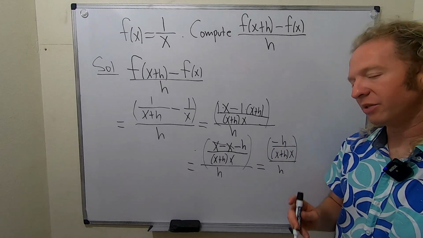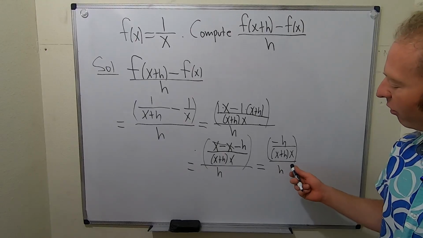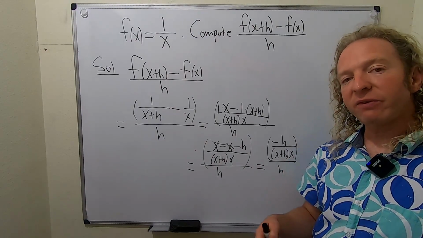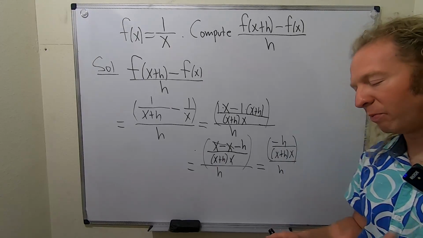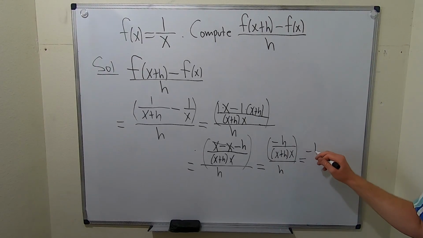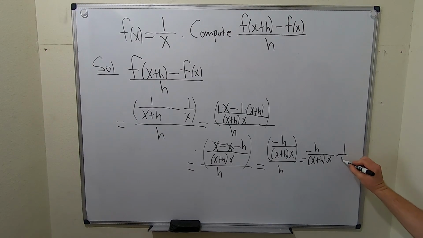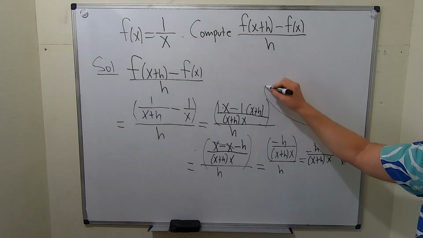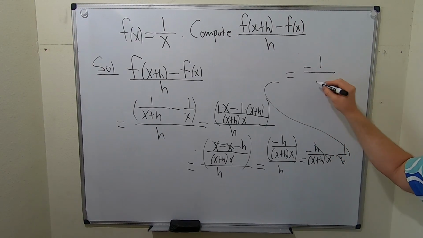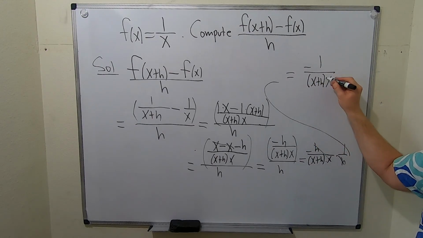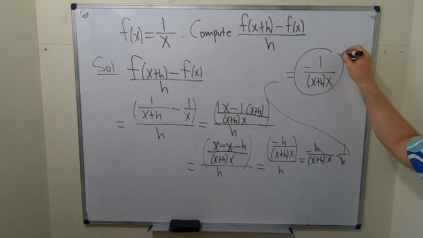When you get to this point, just think reciprocal. Whenever we divide by h, we're going to multiply by the reciprocal of h. You can think of h as h over 1, so its reciprocal will be 1 over h. So this is negative h over x plus h times x times the reciprocal of h. Well, that's just going to be 1 over h. These cancel, and so we end up with negative 1 over x plus h times x, because the h's cancel. And that is the final answer.